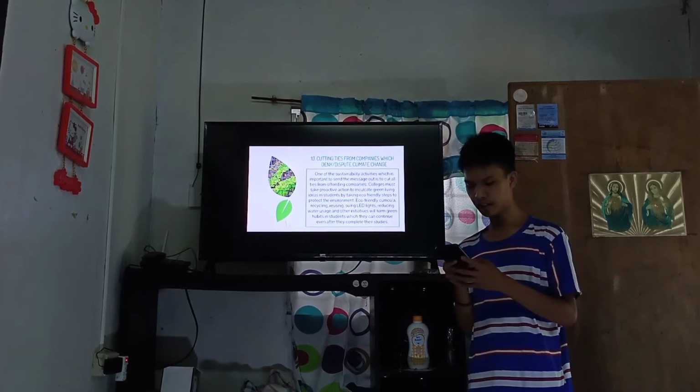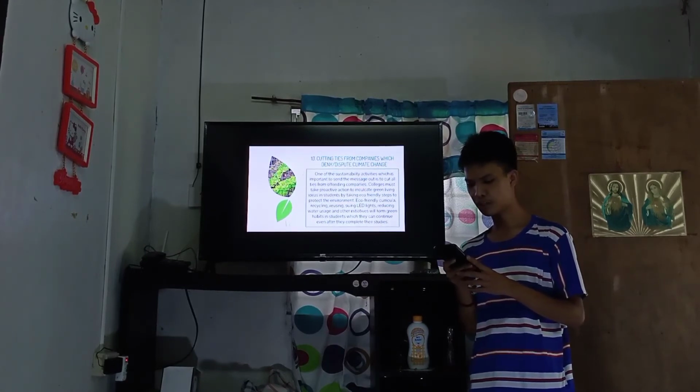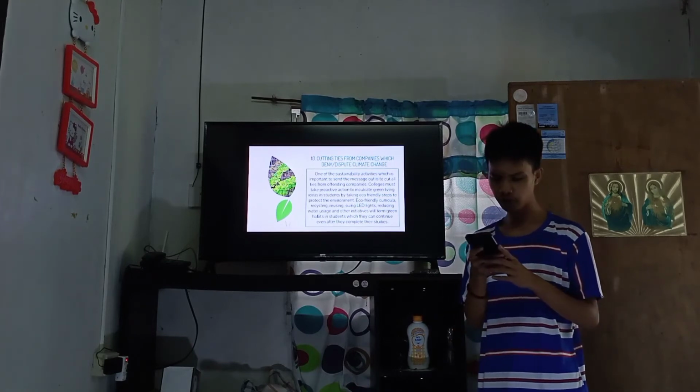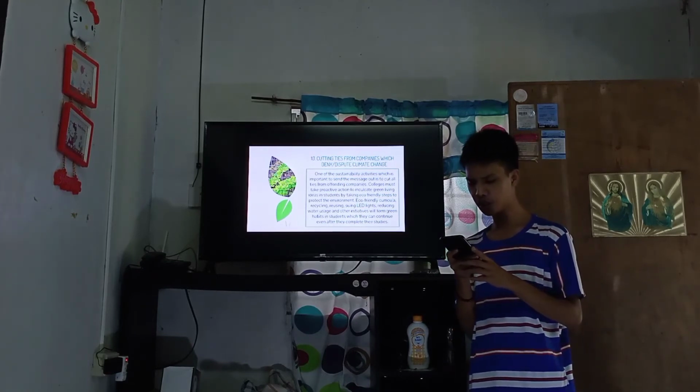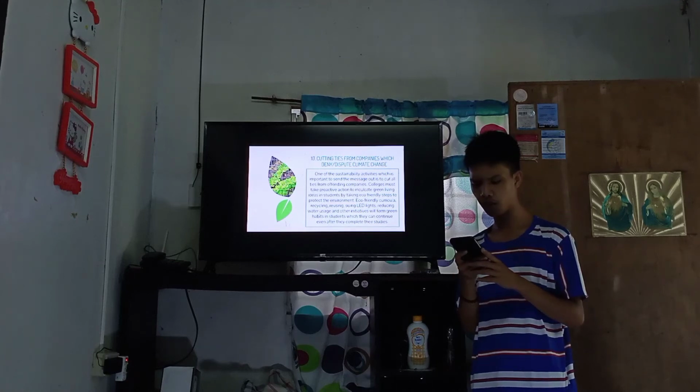Number 10. Cutting ties from companies which deny or dispute climate change. One of the sustainability activities which is important to send the message out is to cut all ties from offending companies.